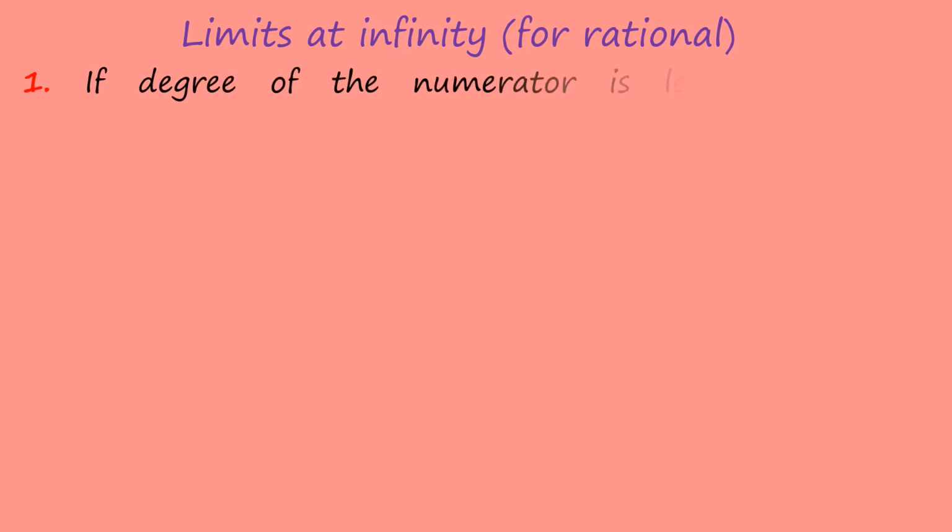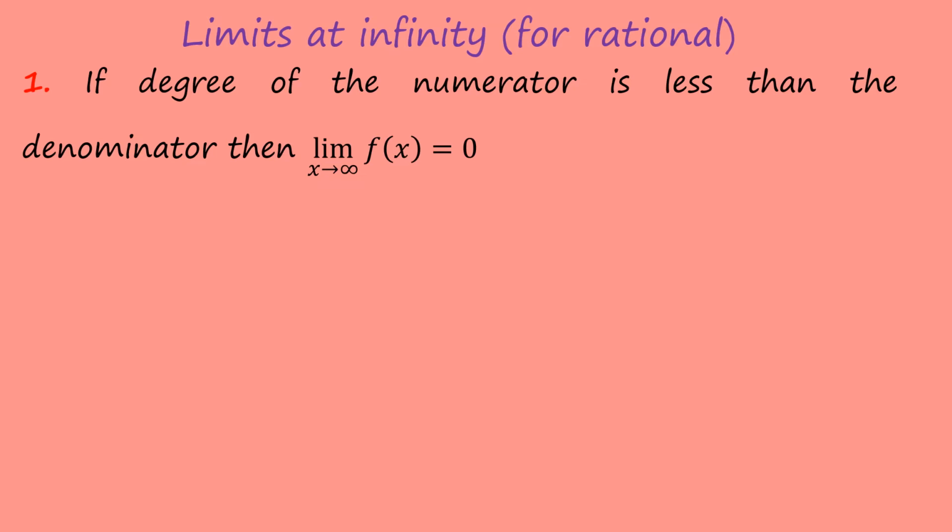Limits at infinity for rational functions have conditions. The first condition is if the degree of the numerator is less than the denominator, then the limit of the function is 0. For instance, we're given this limit. We need to check the power of the numerator, which is 2. Now we can see that this 2 is less than the power of the denominator, which is 3. Therefore, the resulting value of this limit is 0.